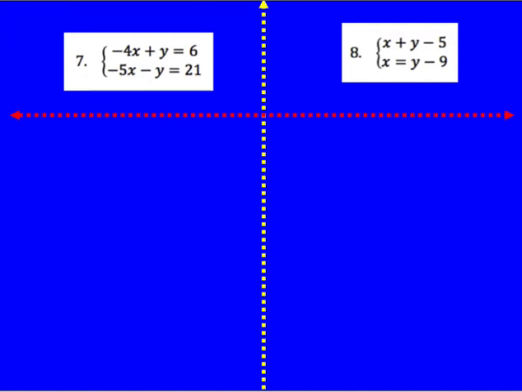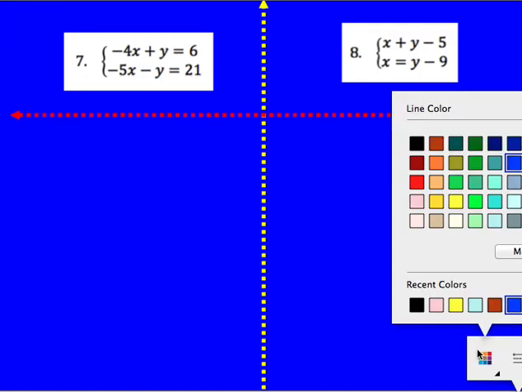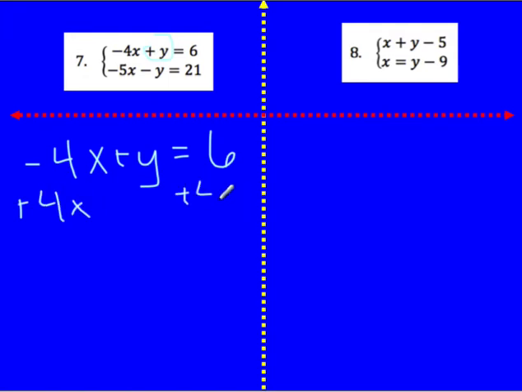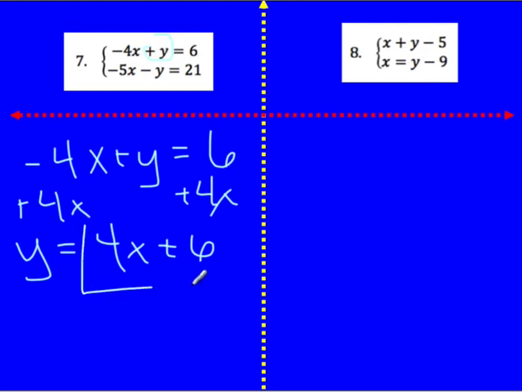So I need to solve this for a variable. And again, I'm looking for one that doesn't have a number in front of it that's positive. So I'm going to solve for that y there. So I have negative 4x plus y is equal to 6. So to solve for that y, I need to add 4x to both sides. So then I get y is equal to 4x plus 6. So 4x plus 6 and y are the same thing. So y is equal to 4x plus 6.